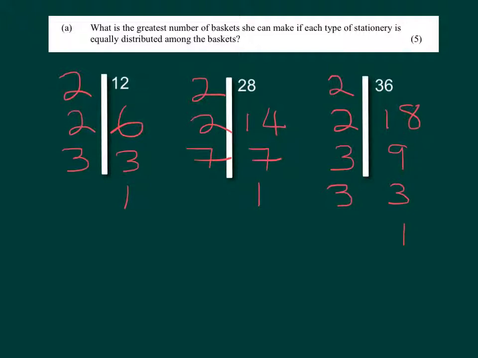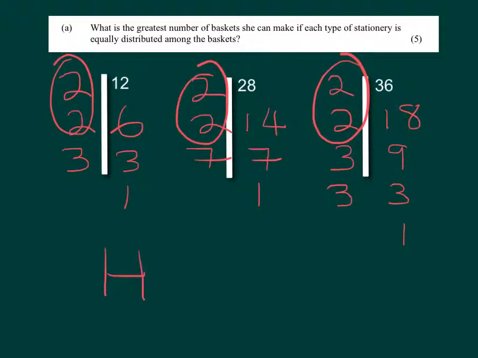So the numbers on the left-hand side of the ladder are the prime factors of 12, 28, and 36, respectively. We are looking for the highest common factor, which will determine the number of baskets that we need in this question. 2 squared, 2 squared, and 2 squared are all shared by 12, 28, and 36. This means that the highest common factor of 12, 28, and 36 is 4.